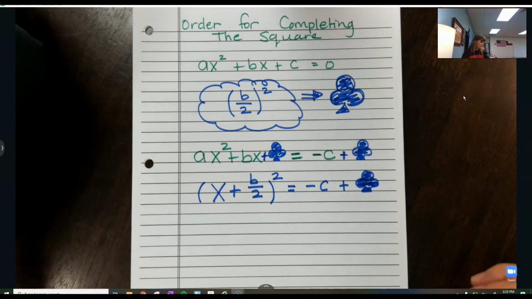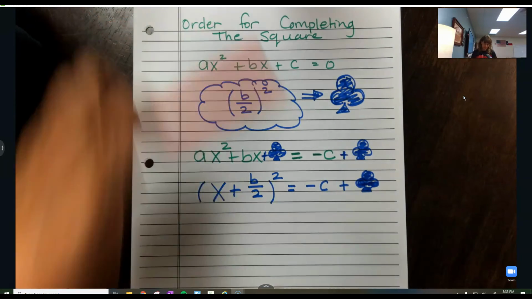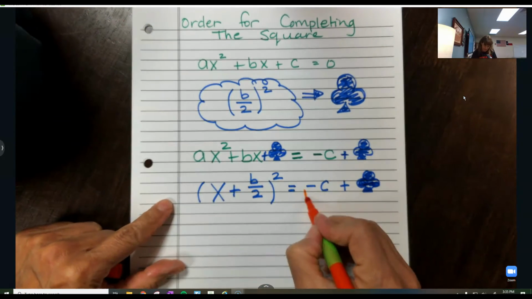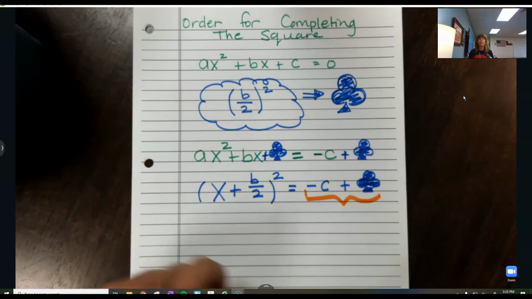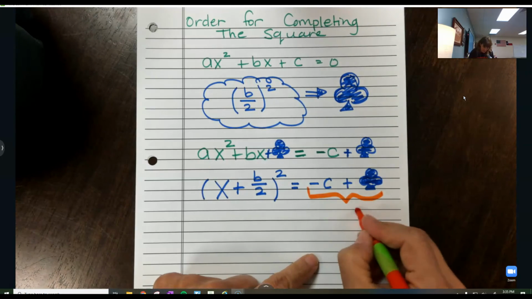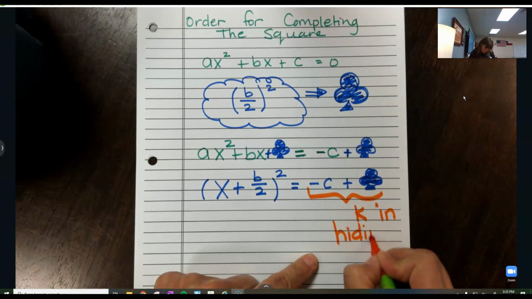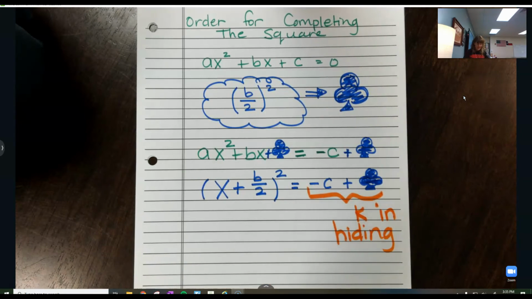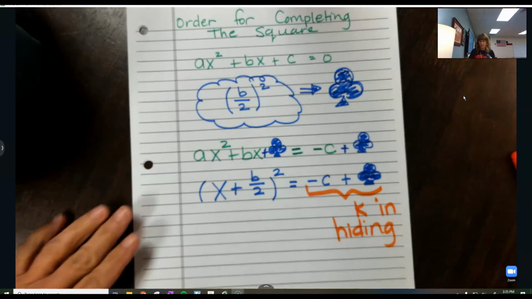The last thing that we need to do is combine these values. These are going to be actual real numbers. We're going to combine those values and move it back over to this left side, because that's the k. So this is the k in hiding right now because it's on the wrong side. Once we move the k over to the left side with all of this, boom, we're going to be in vertex form.